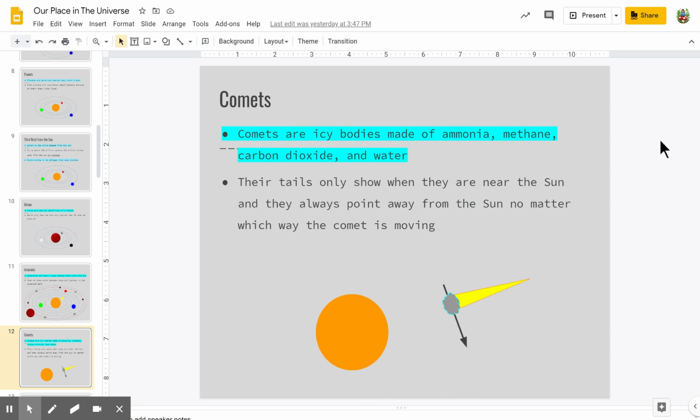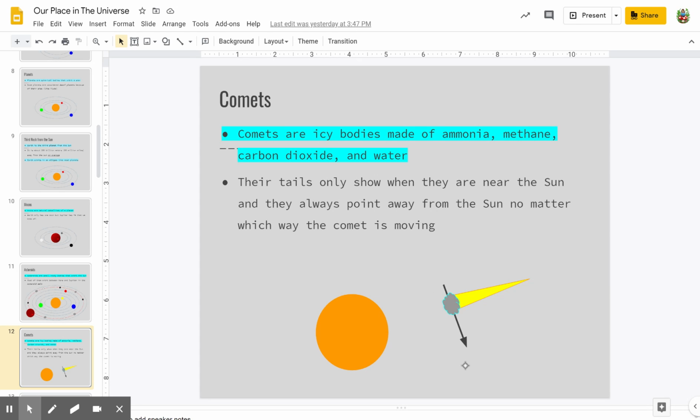All right, our next object is a comet. Comets are icy bodies made of ammonia, methane, carbon dioxide, and water. All right, so comets orbit around the sun, but their orbits are much larger than other objects. So a lot of times we only see them once every couple years. And they do have a tail, but their tail only shows up when they're near the sun. And that tail is always going to point away from the sun no matter which way the comet is moving.